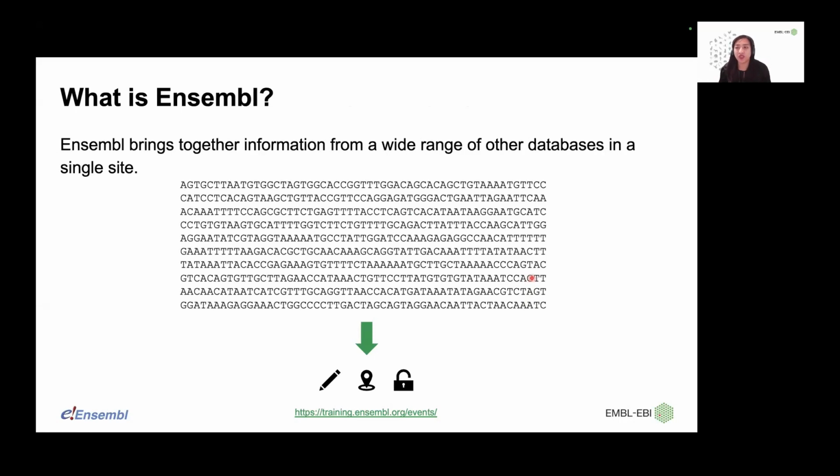And what Ensembl does is it brings together information from a wide range of other databases into a single site. Other genome browsers that you might have heard of are NCBI and UCSC. And I also want to emphasize that Ensembl does not do its own sequencing. So we simply take publicly available sequencing data, and we use our own pipelines to annotate the genomic data.